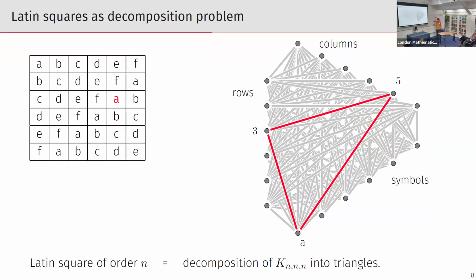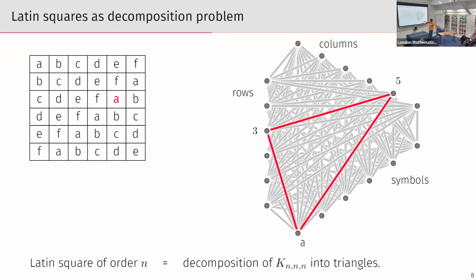Well, I can translate it into one as follows. I just draw what is called a complete tripartite graph. So I have 3 parts of vertices, each of size n. One represents the symbols, one the rows, one the columns. And then I draw all the edges between the parts. And then a Latin square of order n corresponds exactly to a decomposition of this graph into triangles.